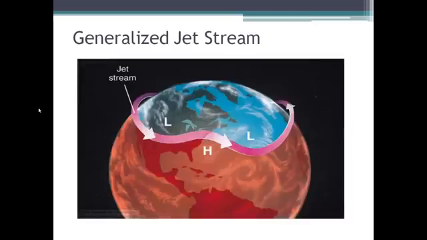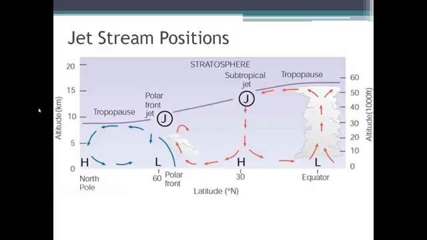Here's a picture of the jet stream. You can see it sits right around that boundary between the subtropical high and the polar lows, and it's responsible for driving the weather in our country, in the United States. Here's a cross-section as we look from the North Pole over here on the x-axis on the far left, and we make our way south to the equator.